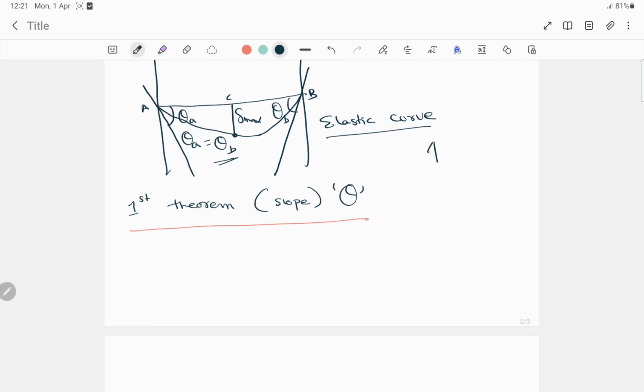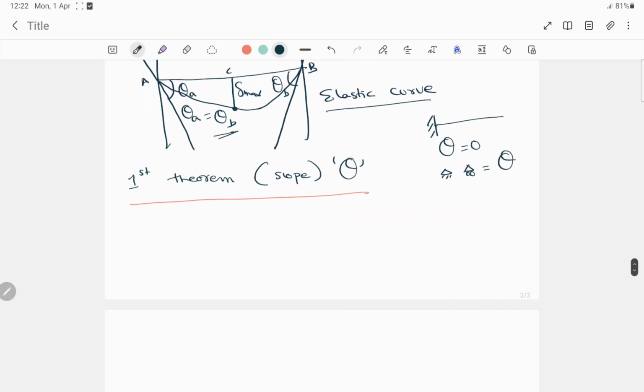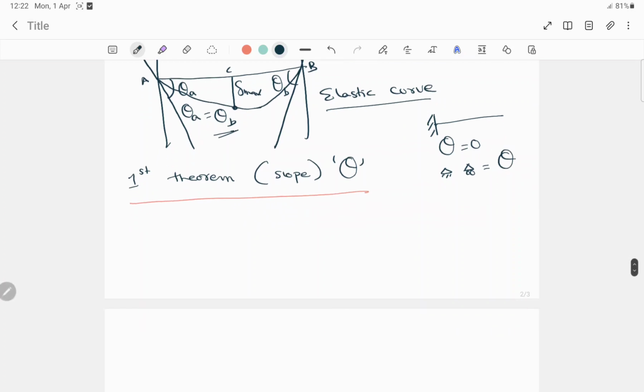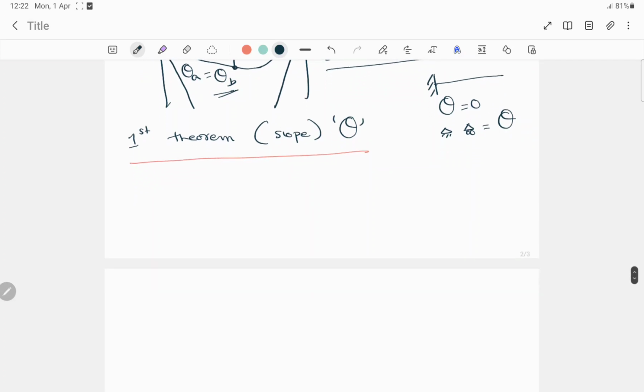And always remember this important thing, which I also mentioned in my previous video: at a fixed support the slope will always be 0, but at a hinge or roller support there will be a slope. As this is a simply supported beam, slope will occur at point A as well as at point B. We know that theta A is equal to theta B.